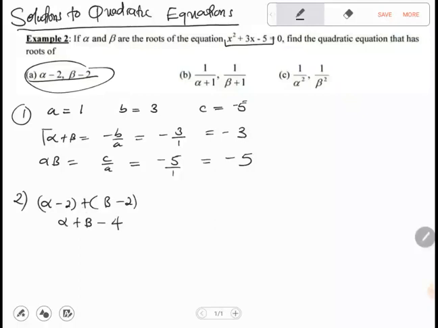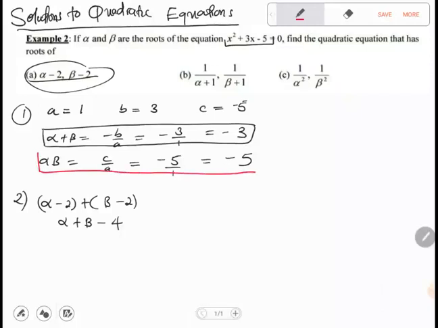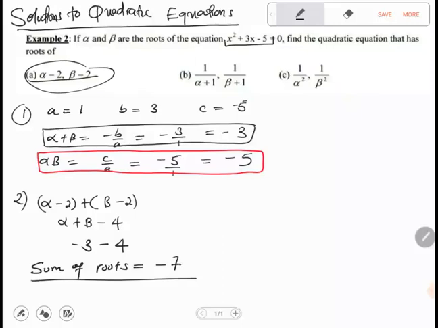So let me do this. And let me also do this. Then from here we can now continue. What do we get here? So alpha plus beta is negative 3. So we put negative 3 here, minus 4. So therefore the sum of roots is equal to negative 7. Keep this one.